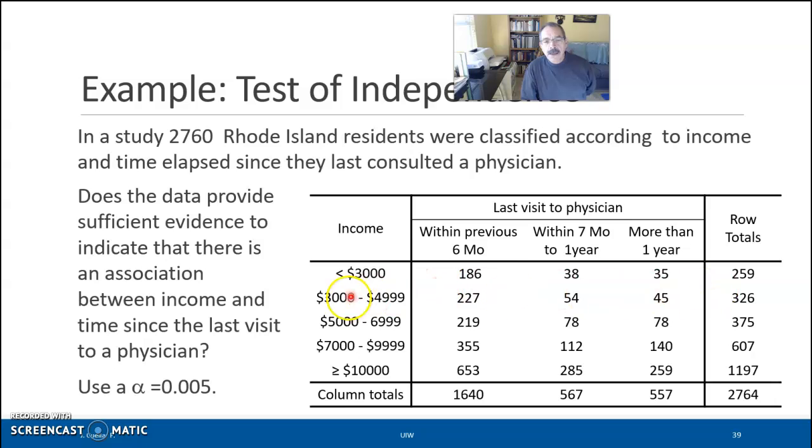And if you sum the rows, you see that they correspond to these values. And if you sum the row totals, you get the total amount. The same, if you sum all the entries across rows for each of the columns, you get these numbers and you see that they match this total. So this is a contingency table. All right, so in here, the problem is telling us if there is an association between income and the time since last visit to a physician. So we're dealing with a test of independence.